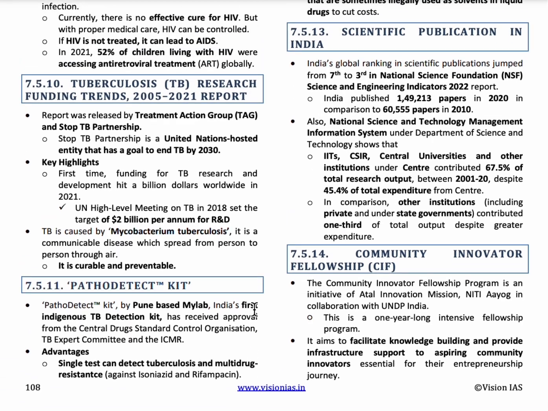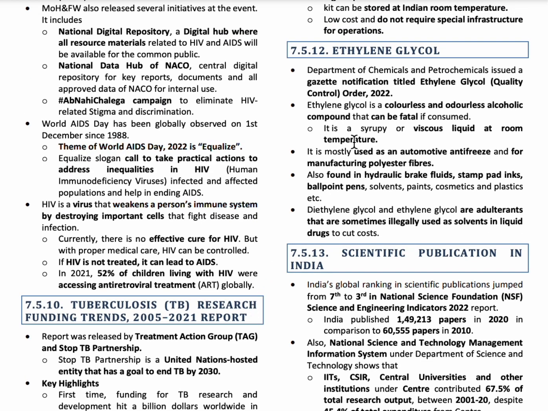The next topic is ethylene glycol. So it is a colorless and odorless alcoholic compound mostly used for hydraulic brake fluids, stamp pad inks, ballpoint pens, paints, cosmetics, plastics, etc. So these ethylene glycol and diethylene glycol are illegally used as solvents in the liquid drugs to cut the cost. So Department of Chemicals and Petrochemicals issued a Gazette notification titled Ethylene Glycol Quality Control Order 2022 to counter the usage of ethylene glycol in the pharmaceuticals.